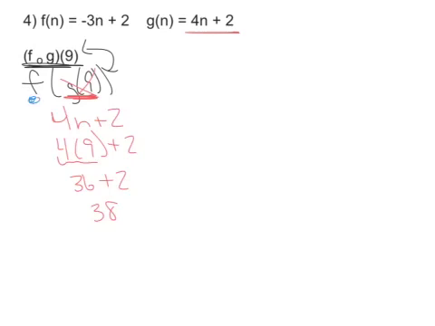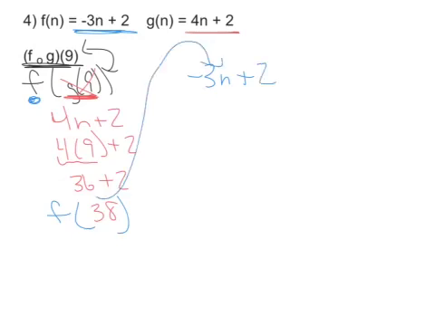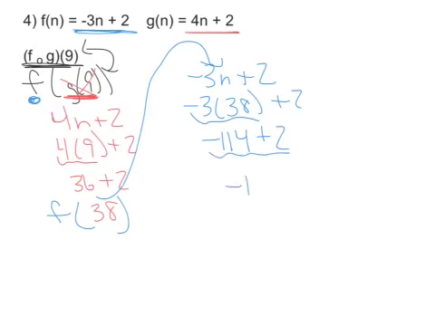But we still have this f left, so that means we're going to take 38 and plug it into the f function. So our f function is negative 3n plus 2. So we're plugging 38 in for n. So negative 3 times 38 plus 2. So we're going to say negative 3 times 38 is negative 114 plus 2. And negative 114 plus 2 is negative 112. And this is our final answer.